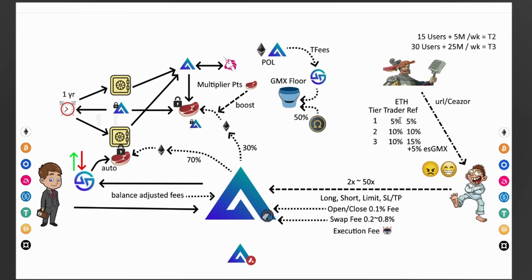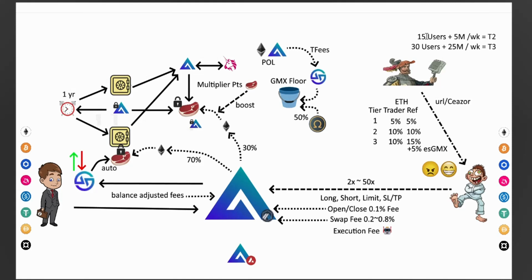So at tier 1, the trader gets 5% rebate on his fees, basically, and the referral gets 5% rebate on the fees. So 10% discount on the fees, given half to him and half to him, but it's paid in ETH, okay? Paid in ETH. Now, if you go to tier 2, it's 10, 10. If you go to tier 3, it's 10, 15 for the referral. And also the referral will start to get some esGMX tokens, 5% worth of that value, okay?